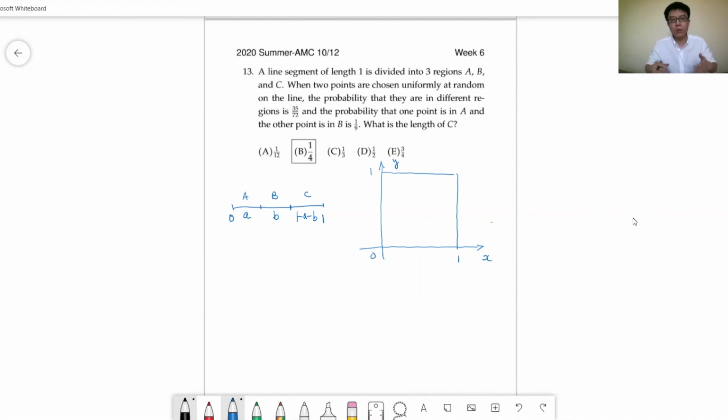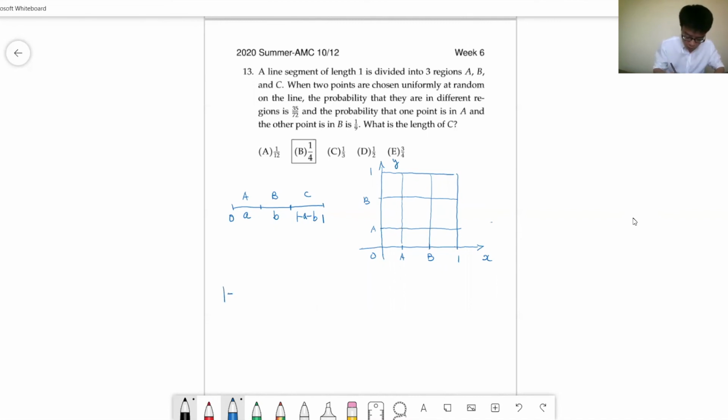So I will divide this square into several regions according to this line segment ABC. So A is here, B is here, maybe A here, maybe B here, okay? Accordingly, right? So these lines divide the region into 9 regions. Okay. Now let's find the expression of these probabilities. First, the probability that they are in different regions is 35/72. So I'd like to calculate the probability that they are in the same region and then subtract this from 1.